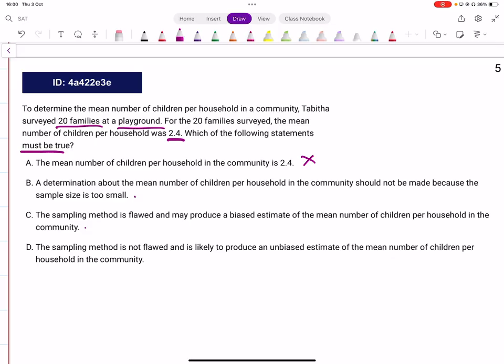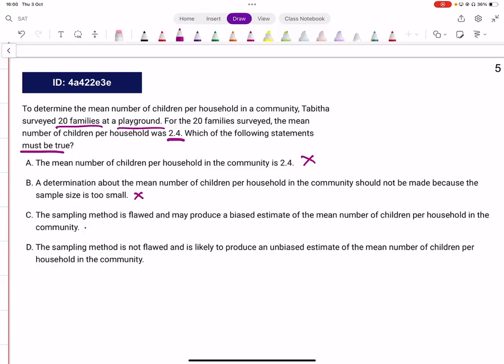The first is definitely true because a sample mean of 2.4 is coming up. We can't generalize that to the whole population. Now the second statement says the sample size is too small. Can we say it's too small? How do we know if it's too small or too large? We do not know what the total number of households in the community is. What if the total number of households was 25? If you're taking a sample of 20, that's a big enough sample. But if the total number of households was 1,000 or maybe 10,000, then it might be a small sample. So we can't necessarily say that the sample is too small. So we can't say this for sure.